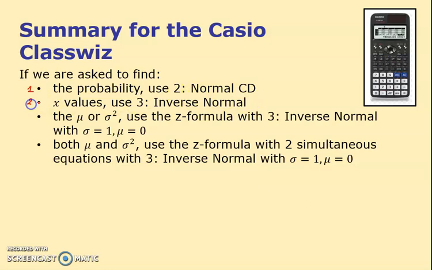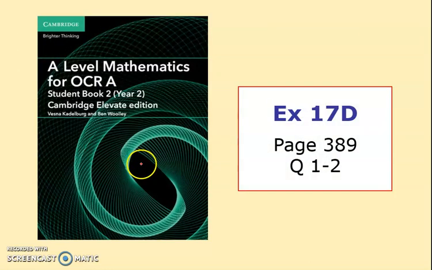Then we start the backward ones. The easy backward ones, when you want an x value, and we just press inverse normal, we type in the proper value for mu and sigma on both these type of equations, and it tells us the answer straight off. But sometimes we want to find the mean or the variance or the standard deviation, and we've seen today that we use the Z formula with this, and even the hard ones we use to find both of them. We end up using simultaneous equations. So that's what we're going to practice in class, exercise 17D.